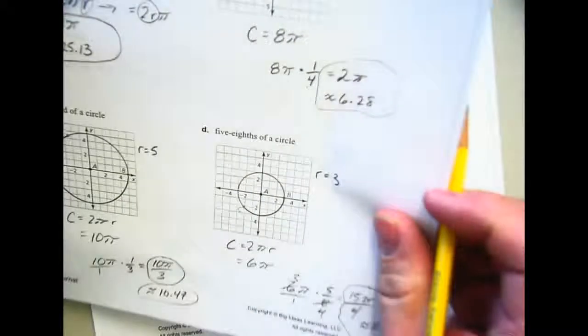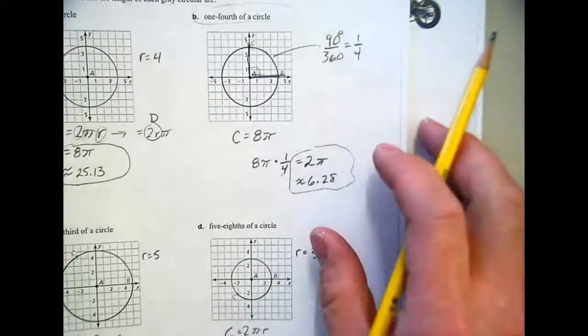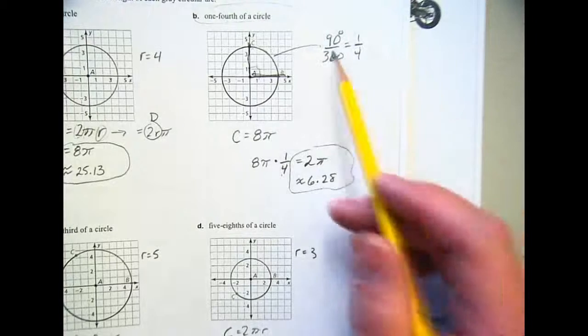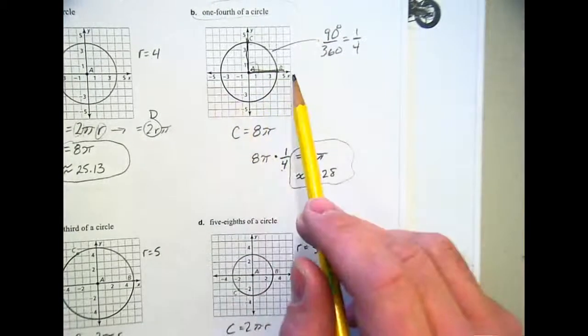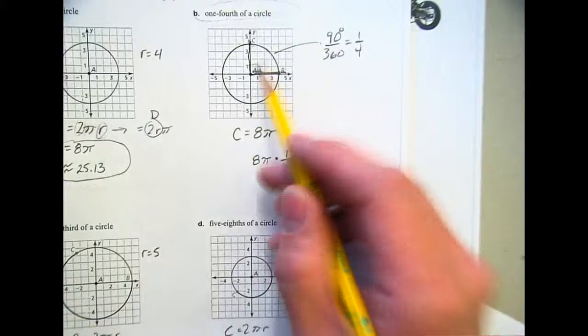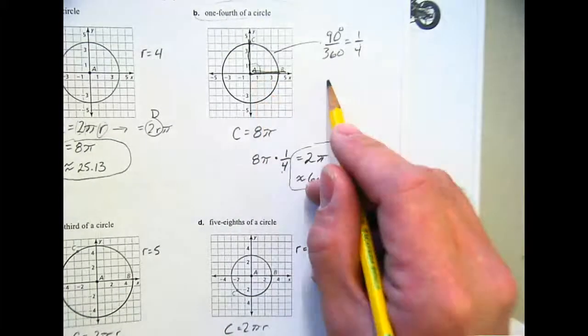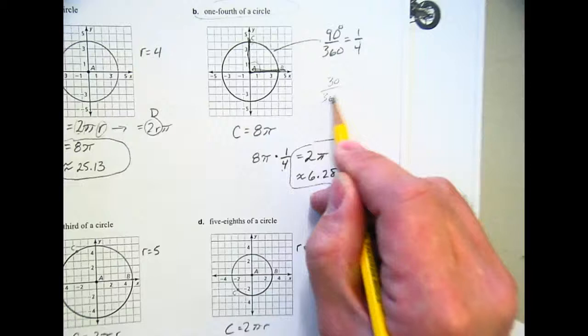All right? So if I had 180 out of 360, it would be? 2/4 or a half. Yeah, 2/4 or a half of a circle. Okay? What if I had a 30-degree angle? 30 out of 360. Cancel zeros.